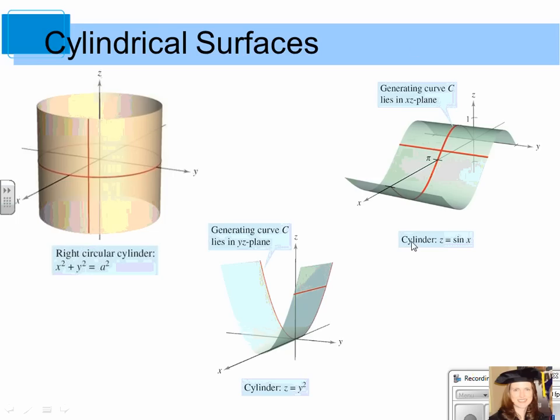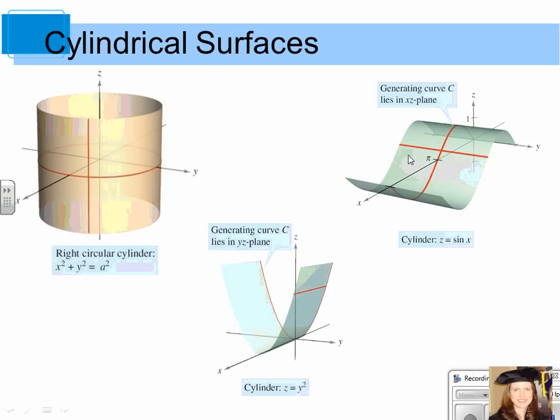Now, in the top right portion of the screen here, we have another cylindrical surface, which is a sine curve. The equation is z equals sine x, and you would typically think of this as a sine curve. And notice the equation is missing a y. So in space, y could be anything as long as z is equal to sine x. So we see the red trace here is the xz trace, and then the y could be anything. So we have this cylindrical surface which appears to be an infinite wave, where y could be anything to the right and left.